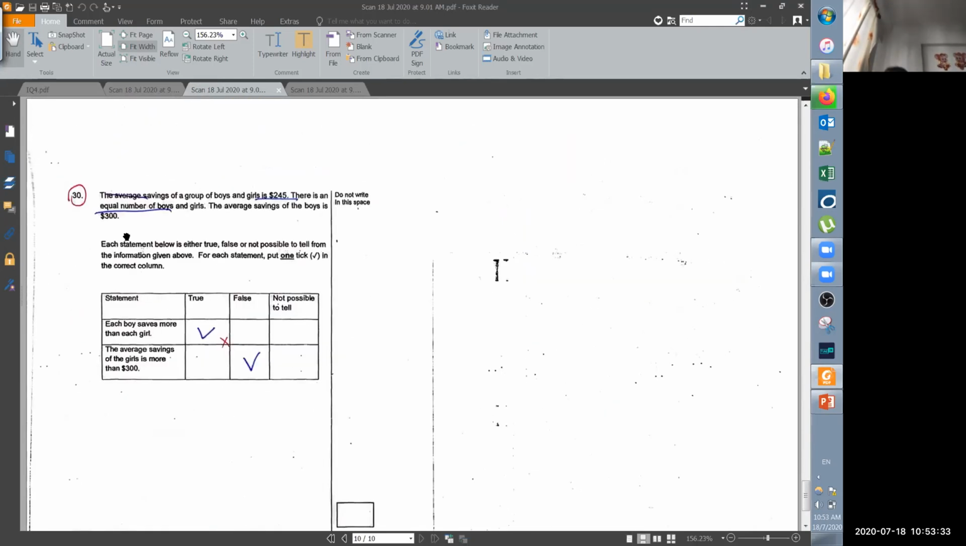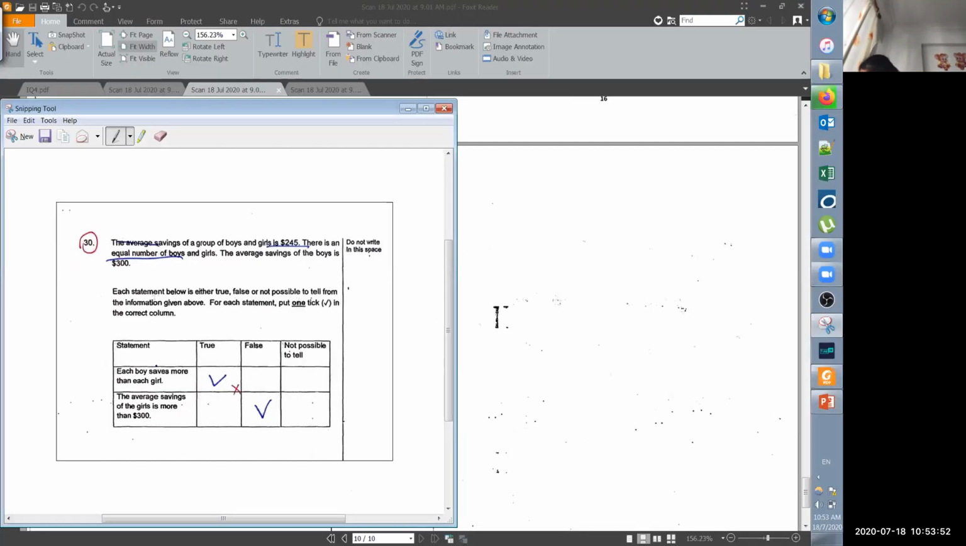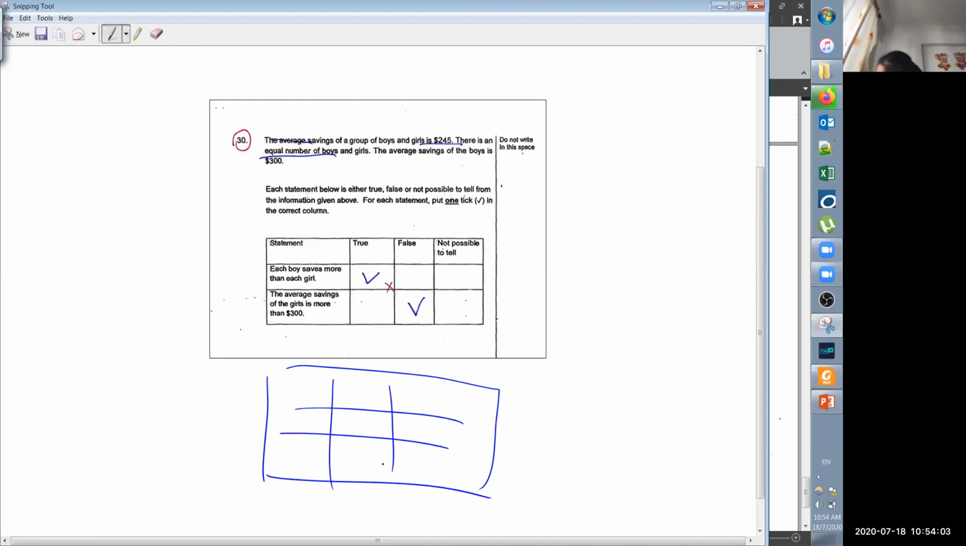30. 这题又怎么错了？So average savings of a group of boys and girls is 245. Then there is equal number of boys. 诶，这个 question 好像有做过嘞，类似的。So let me just get it out. So when you do with average savings, I think it's good that you use the table method. Okay. So just get it out first. You might not need to use table, but I think I just get it out first.